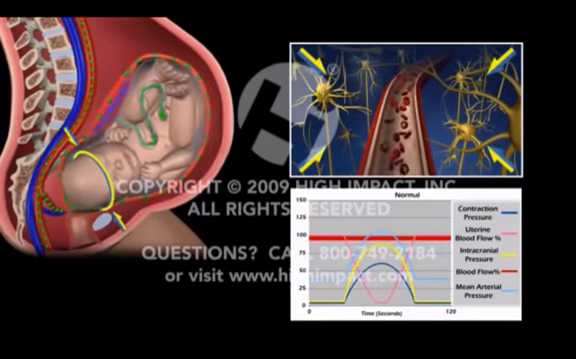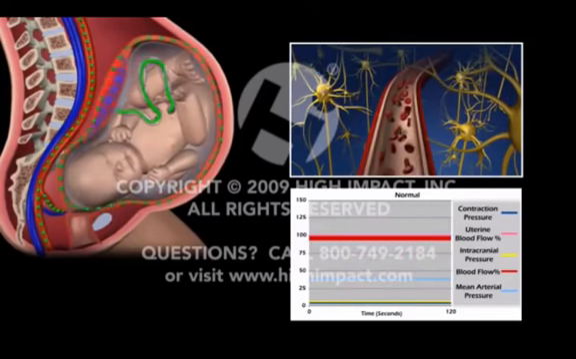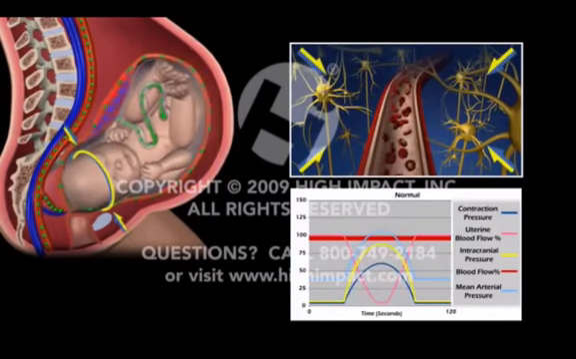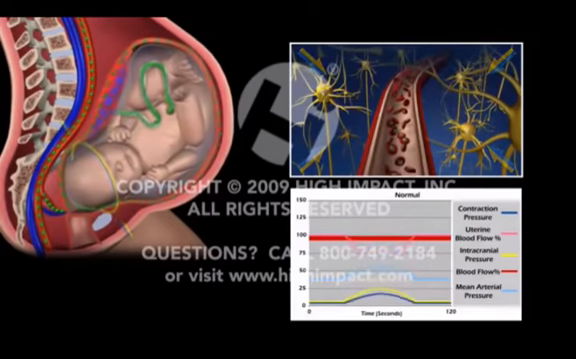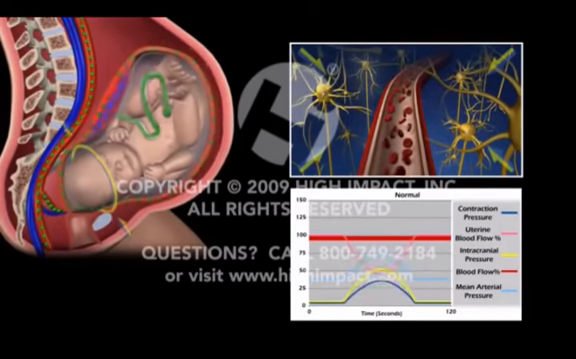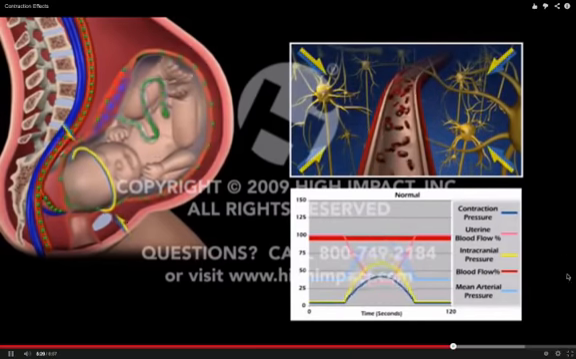This picture is showing you just that, that the mean arterial pressure is going to rise in order to compensate for the decreased blood flow that is occurring.